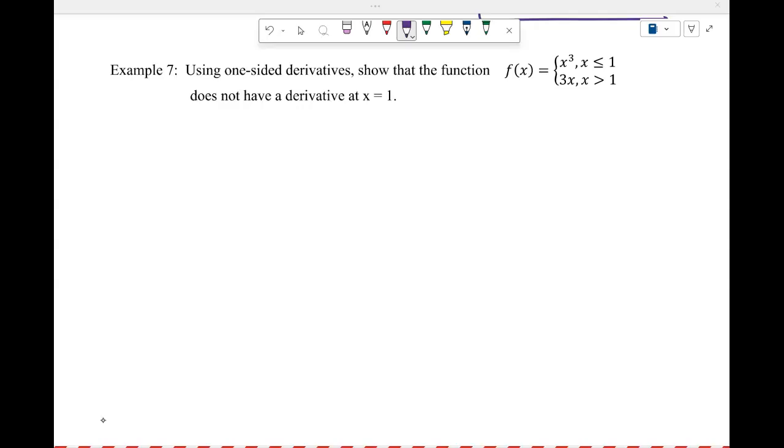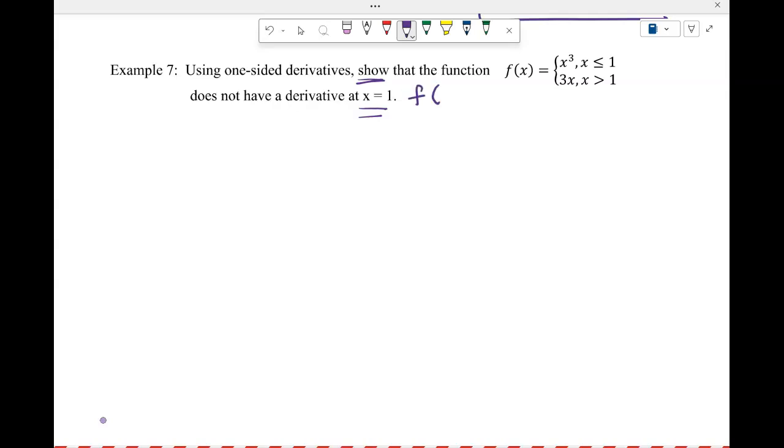Example 7 says use one-sided derivatives to show, meaning we're proving, that the function f of x equals, we have a piecewise function here, two pieces as a matter of fact, x to the third only when x is less than or equal to 1, and 3x when x is bigger than 1, does not have a derivative at x equals 1. So this is a proof.